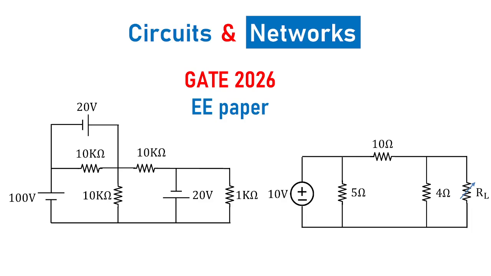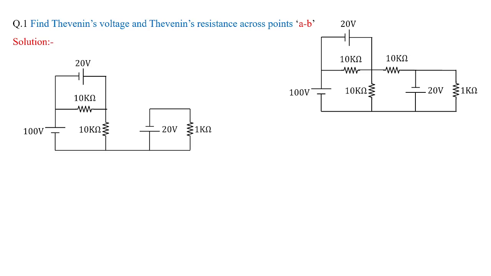In today's class, we are going to solve circuits and networks problems which have come in GATE 2026 in electrical engineering paper. So here I have shown two different circuits where the questions were asked in different ways. So we'll start with the problem.